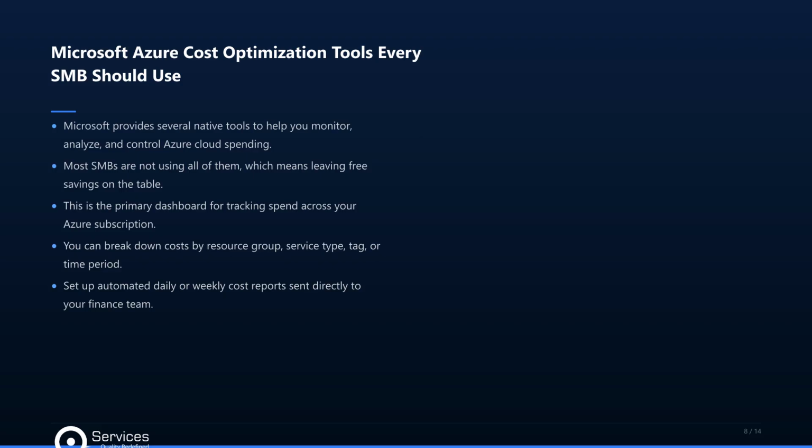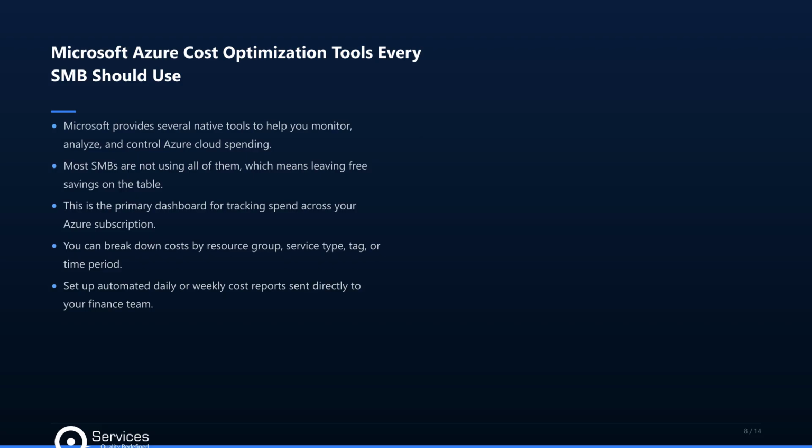Azure Monitor. Use Monitor to track resource utilization metrics over time. Combine it with Log Analytics workspaces to query usage patterns across your environment and identify resources consuming disproportionate spend relative to their business value. Cost allocation tags. Tags are metadata labels you attach to Azure resources, and they let you break down your bill by business unit, project, or environment. Without tags in place, it is nearly impossible to determine which part of your business is driving cost growth month over month.